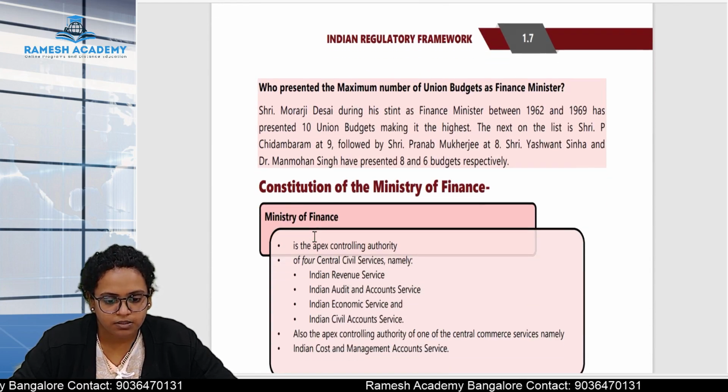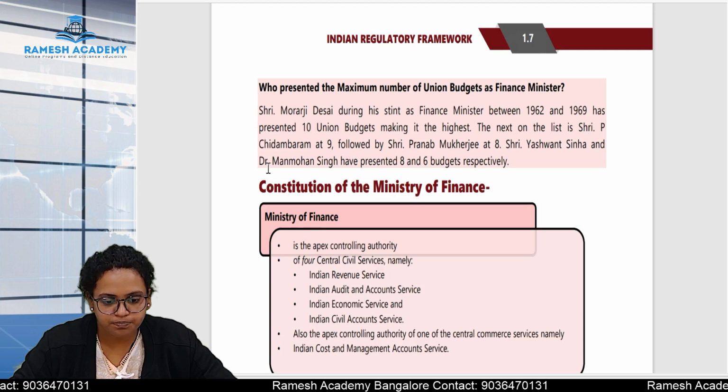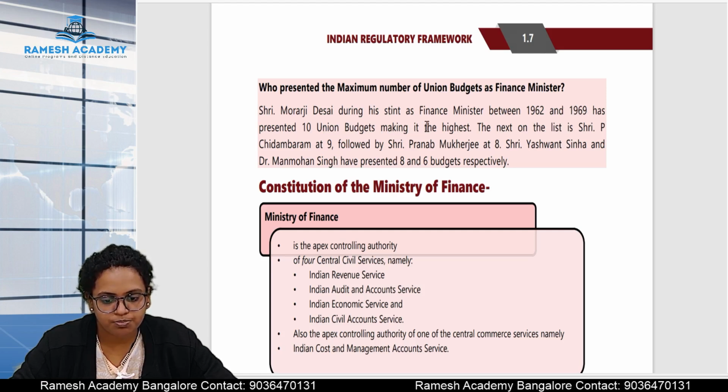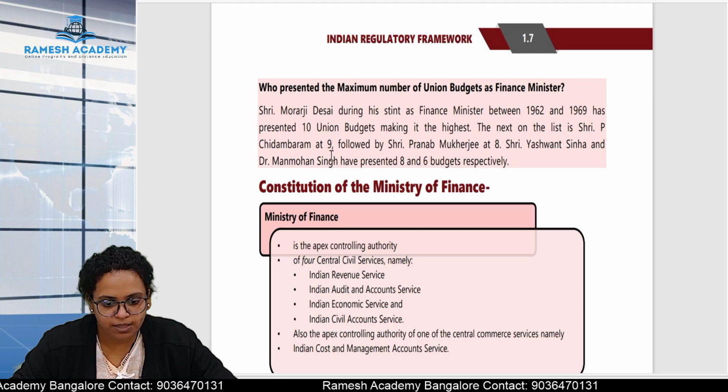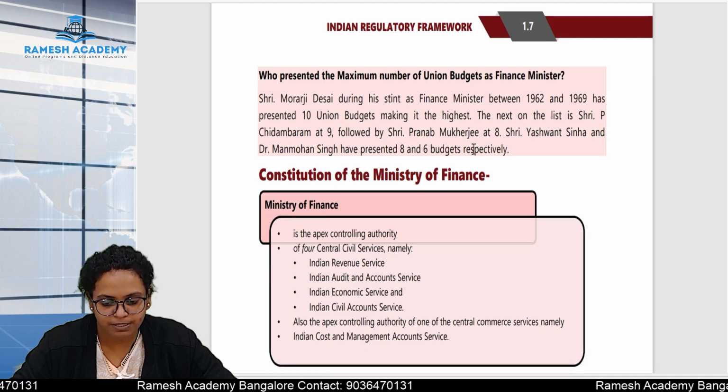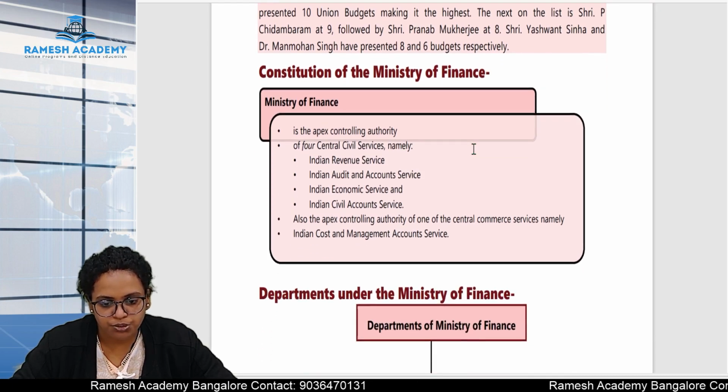Who presented the maximum number of union budgets as a finance minister? Shri Morarji Desai, during his stint as a finance minister in 1962 and 1969, has presented 10 union budgets, making it the highest. The next on the list is Shri P. Chidambaram at 9, followed by Shri Pranab Mukherjee at 8, and Shri Yashwant Sinha and Manmohan Singh have presented 8 and 6 budgets respectively. Okay, now the constitution of Ministry of Finance.